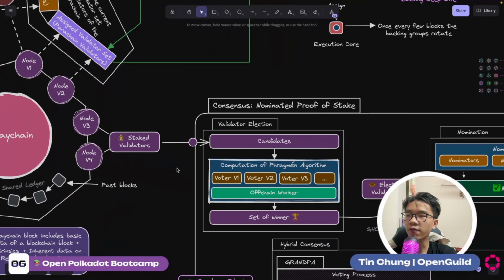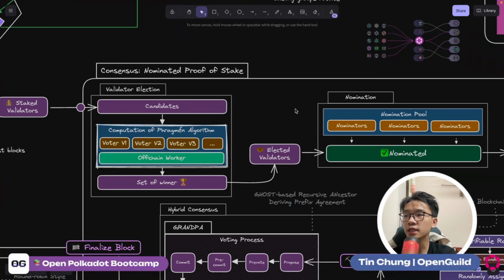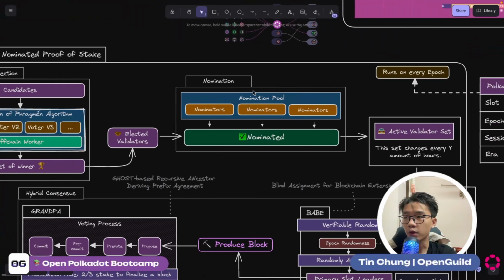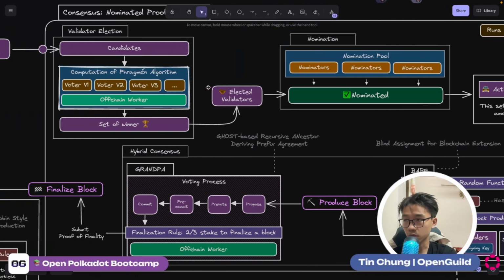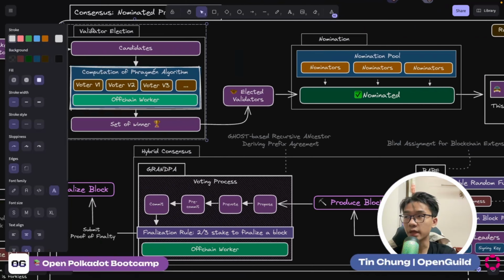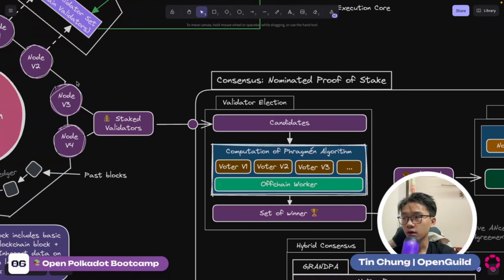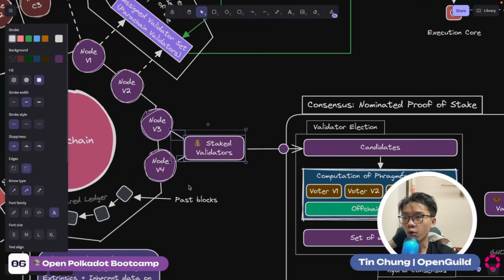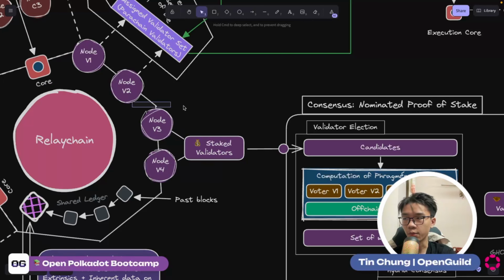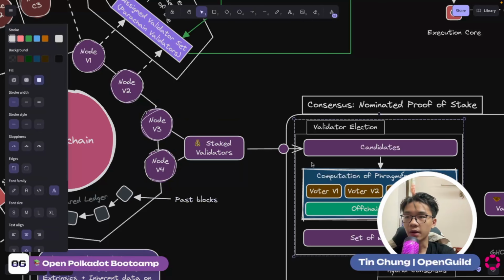So what happens after you have a block included in the next block of the relay chain? How does the nominated proof-of-stake work? Nominated proof-of-stake is going to happen in a few different stages. The first one is validator elections, then nominations, and then hybrid consensus. All the validators who stake to participate in the Polkadot network become candidates.